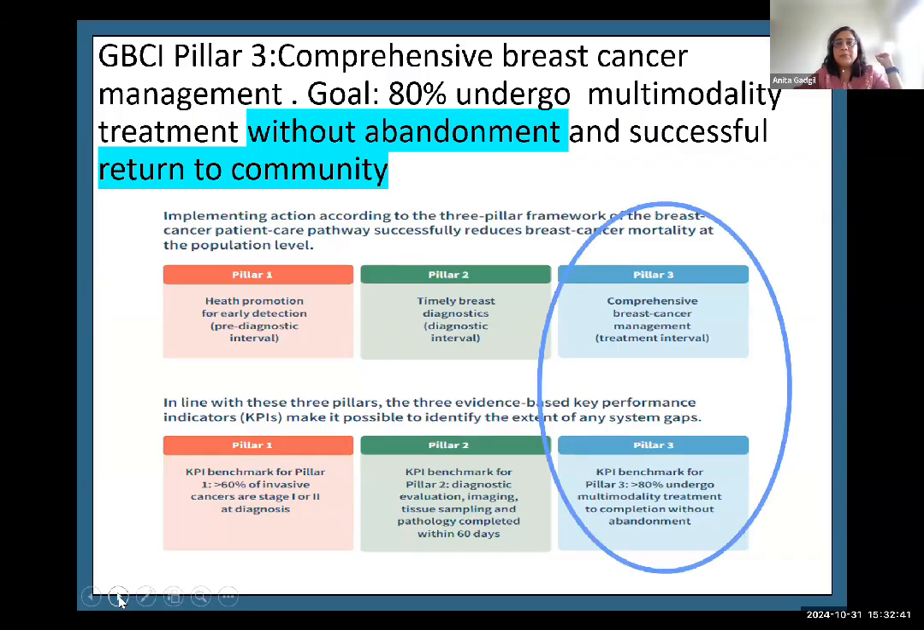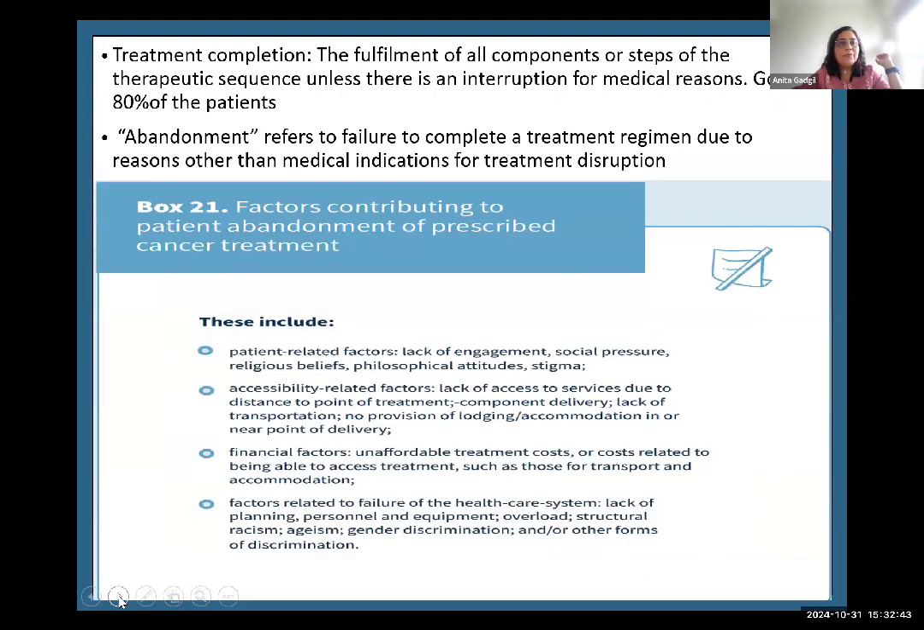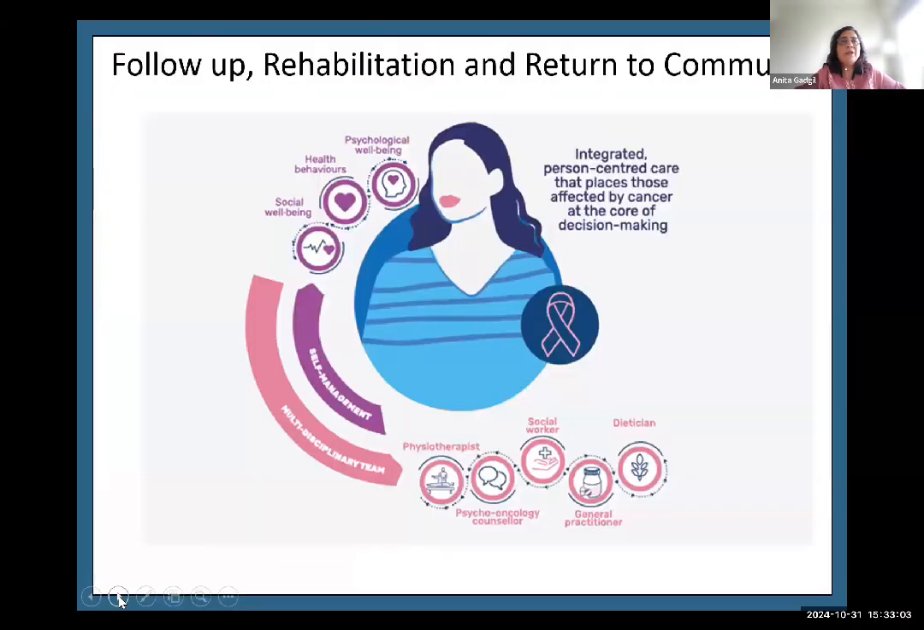So that is pillar 3 that we were talking about. Treatment completion is when all components of the treatment are completed, and the goal is that 80% should complete the treatment. Abandonment refers to failure to complete when there is no medical reason to discontinue. So we need to prevent these.